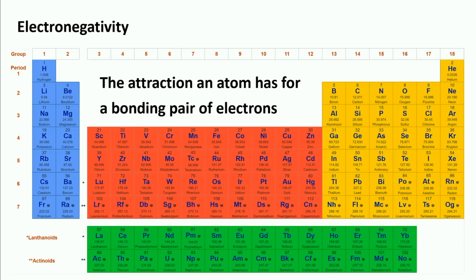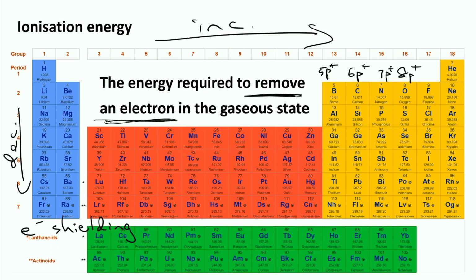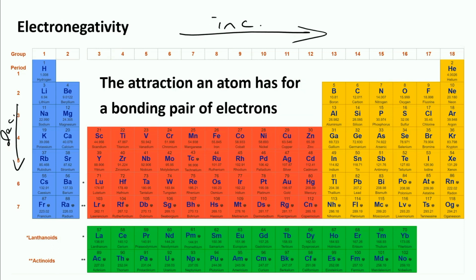Now, firstly, let's just state that the trend is the same as the ionization energy. As you go across the table, the electronegativity increases. As you come down the table, it decreases in much the same way as it did for the ionization energy. Now, here's the thing. The reason is pretty much the same as well. It's the attraction that you have for the bonding electrons, which is basically the same as saying the attraction you have for the valence electrons.